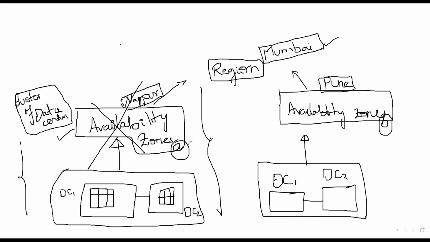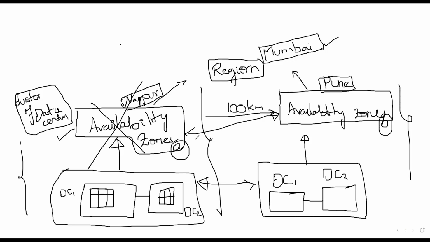So that is why each availability zone is distant from each other. The distance from availability zone to availability zone is a minimum of 100 kilometers. If anything happens here, it should not reach this availability zone. So that is why internally they are connected. What I mean by internally connected is that the communication, the network, is connected.